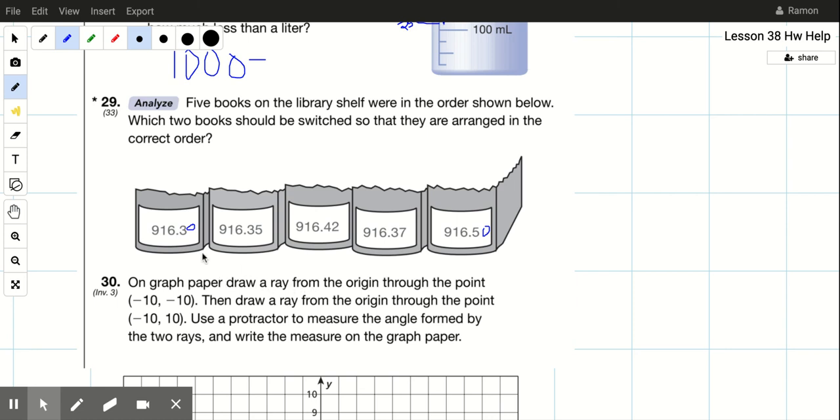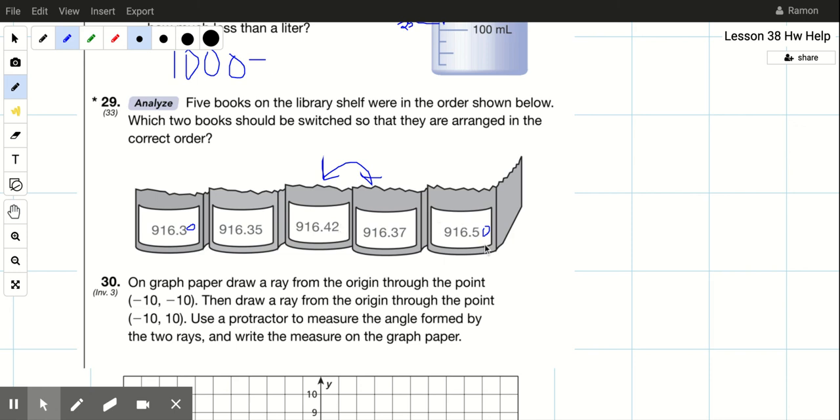So now that we've done that, they have to be in order, right? We see that they all start with 916. Great. No changes there. We look at the next set of digits: 3, 3, 4, 3, 5. And there we see a discrepancy where these two should probably be switched for sure. Then we go back and double check to make sure everything's in order: 0, 5, 7, 2, 0.